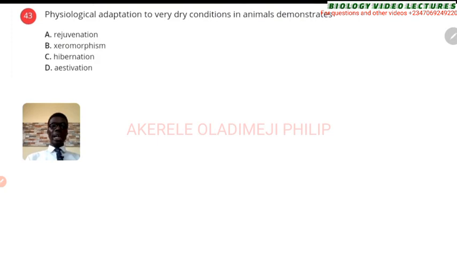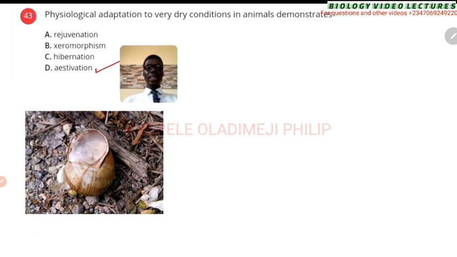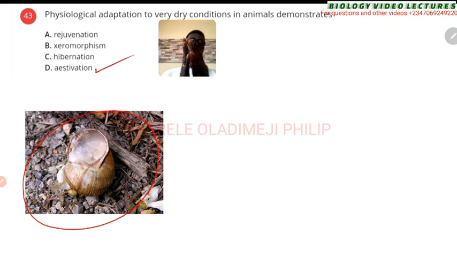Physiological adaptation to very dry conditions in animals demonstrates estivation. When an animal is trying to overcome the dry season, that's called estivation. That is what you are seeing here in this snail. To overcome the season of dryness for a period of time, it forms a sort of shield over its surface. It's not dead, but it's going to be inactive for that period of time.